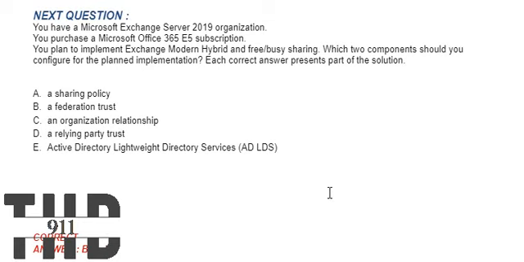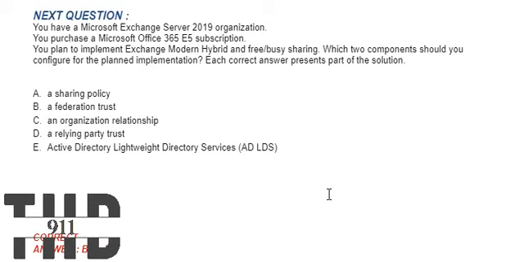Our next question. You have a Microsoft Exchange Server 2019 organization. You purchase a Microsoft Office 365 E5 subscription. You plan to implement Exchange Modern Hybrid and free/busy sharing. Which two components should you configure for the planned implementation?